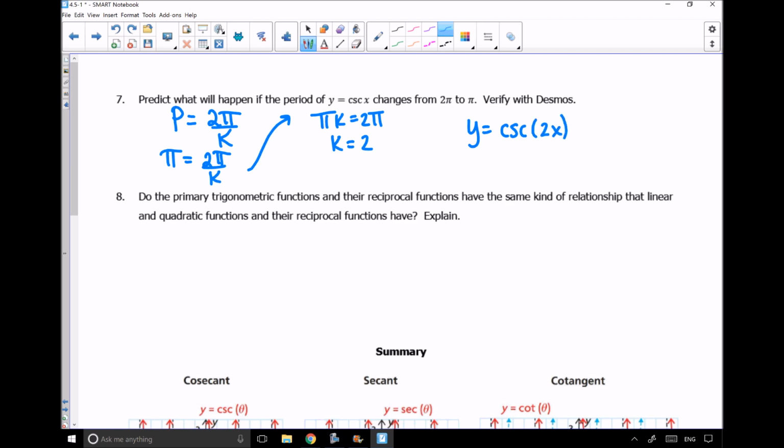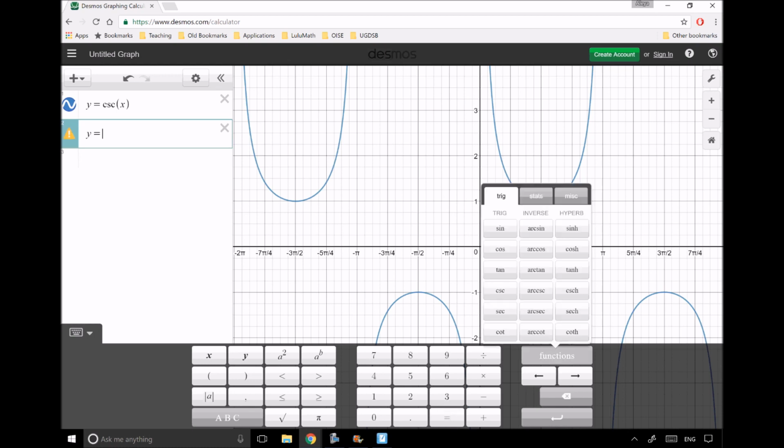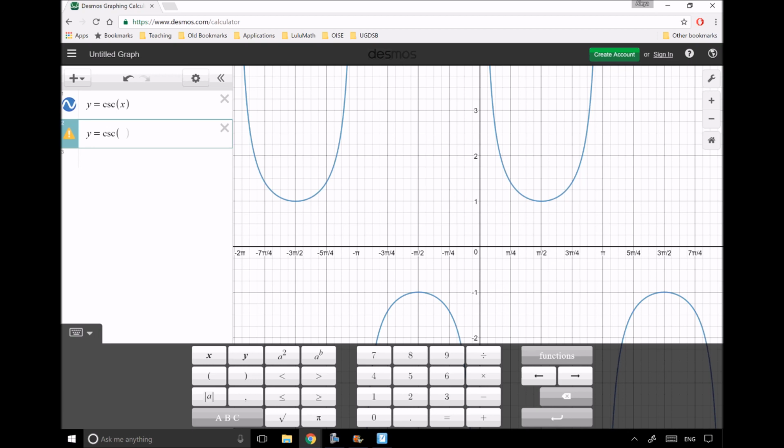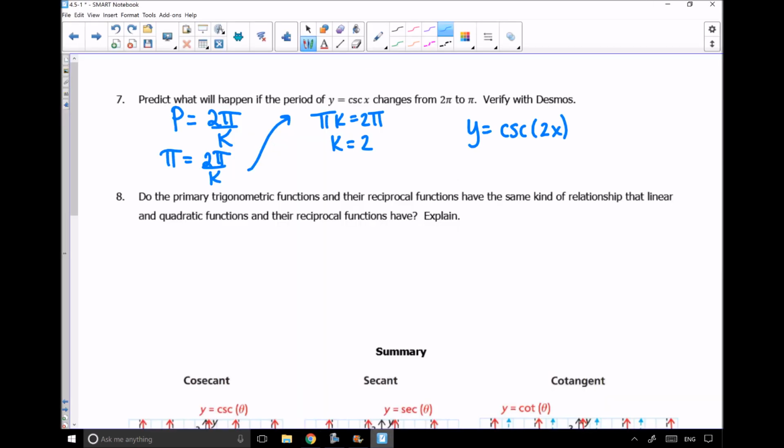And let's go ahead and write that in and see what we end up getting right here. So in a new function, I'm going to say y is equal to cosecant of 2x. And I can see that it's much less spread out. It's skinnier, and I'm completing 2 cycles when I would normally complete 1. Okay, so write an answer down right here, and then we'll discuss what your answer is next time I see you guys in class. All right, the last question, number 8.